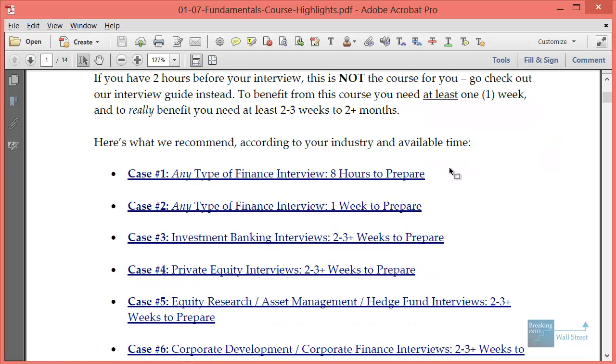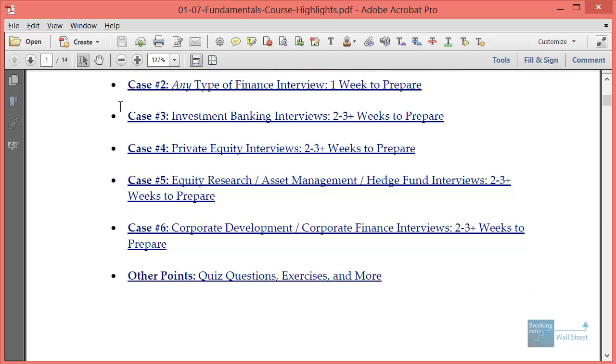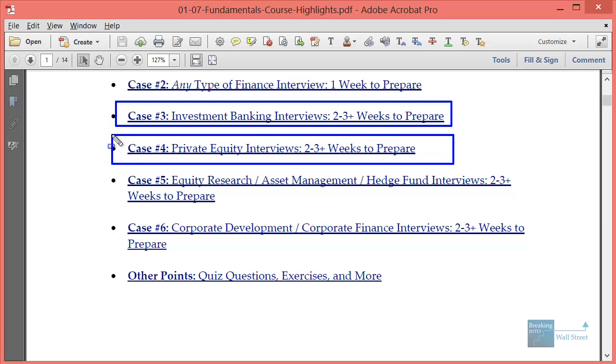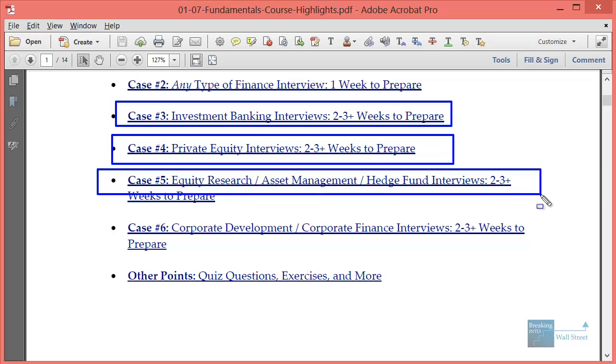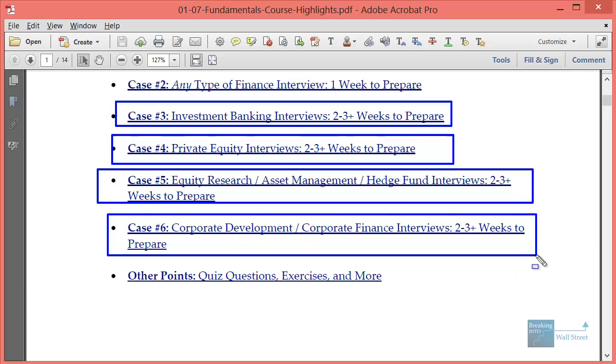So I'm going to start with the 8-hour plan, then go to the 1-week plan, and then look at what you might do for investment banking interviews, and then private equity interviews, and then equity research, asset management, and hedge fund interviews, and then corporate development and corporate finance interviews.